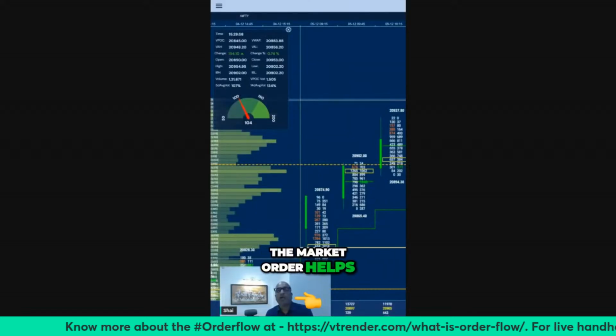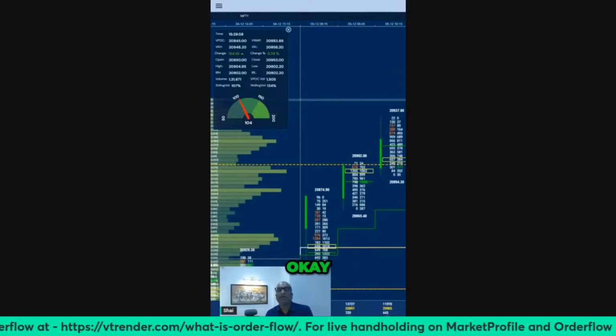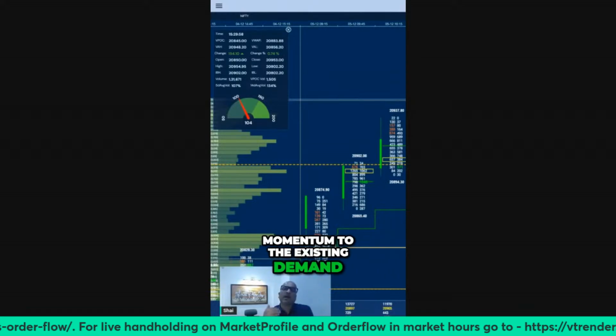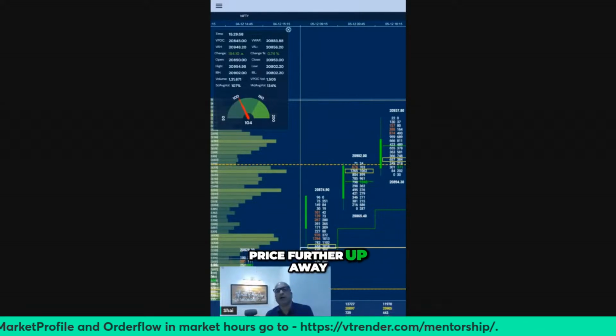The market order helps move price faster. Now, why do I say that? Because the market order adds momentum to the existing demand and supply already there. It helps move price further up away.